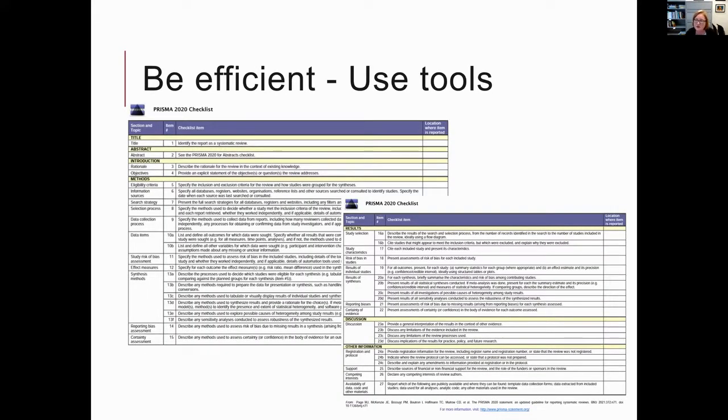When you're writing articles, there's lots of tools available online. Here's one for PRISMA if you're writing some kind of review, and it helps you make sure that you've covered all the things that you need to cover in your article. There's all kinds of tools like this that are available from the different publishers that are free.